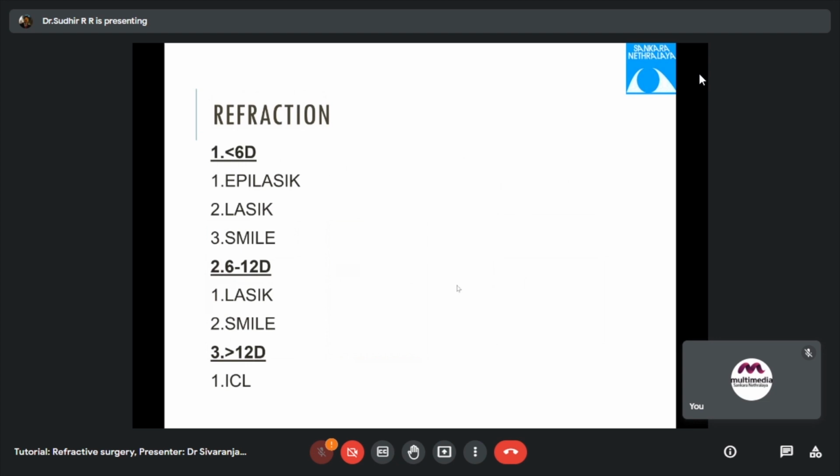Why can't we do Epi-LASIK for more than 6 diopters? There is something called PRK haze, which you need to know. We will look into all these complications in a separate class. PRK haze is why we use mitomycin.